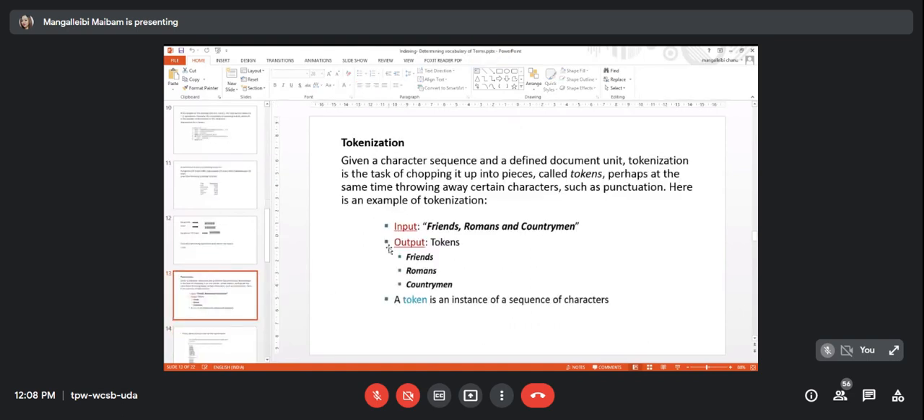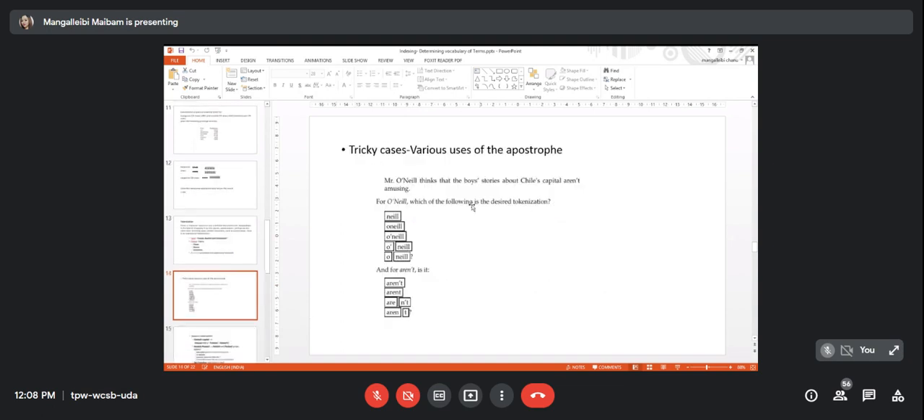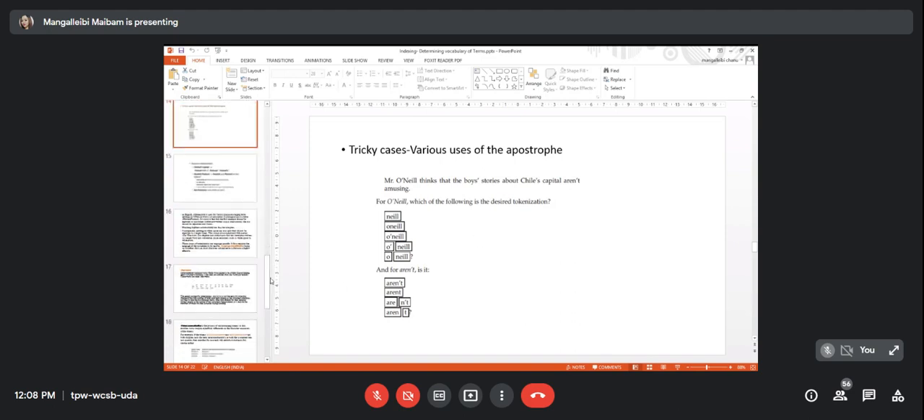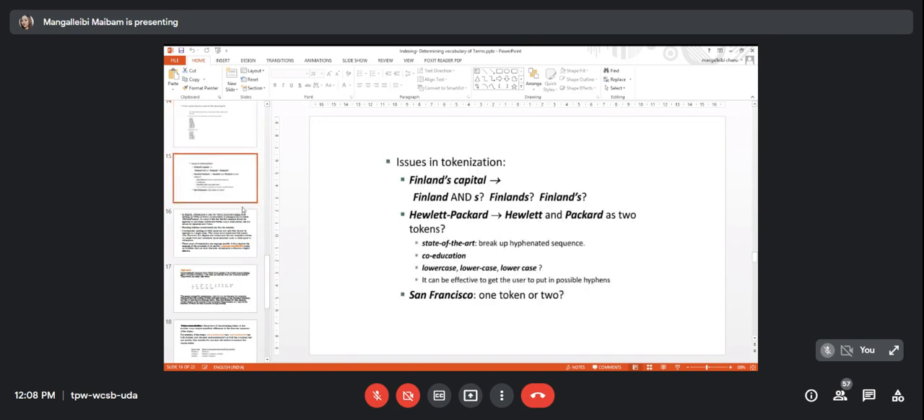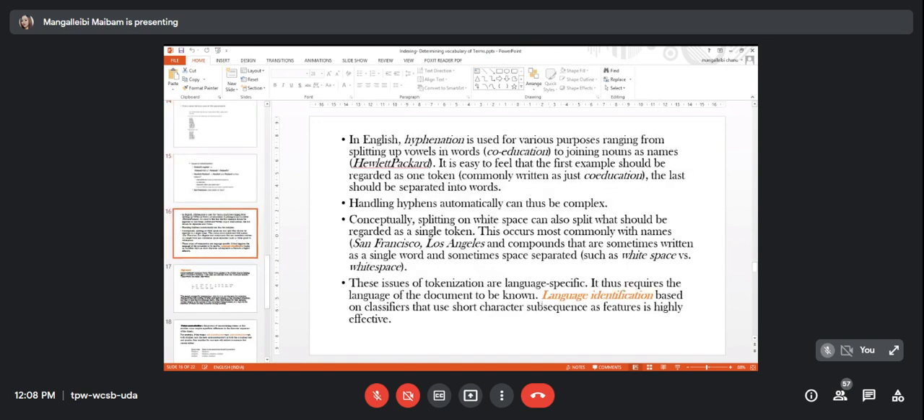Tokenization, we have seen: splitting or defining separate individual terms from the document. And also in tokenization, we will be checking the punctuations and all. Some issues also we have seen: the terms having apostrophes, hyphenated words, and spaces. All those things we have seen here, and those issues will be solved using the language identification technique.